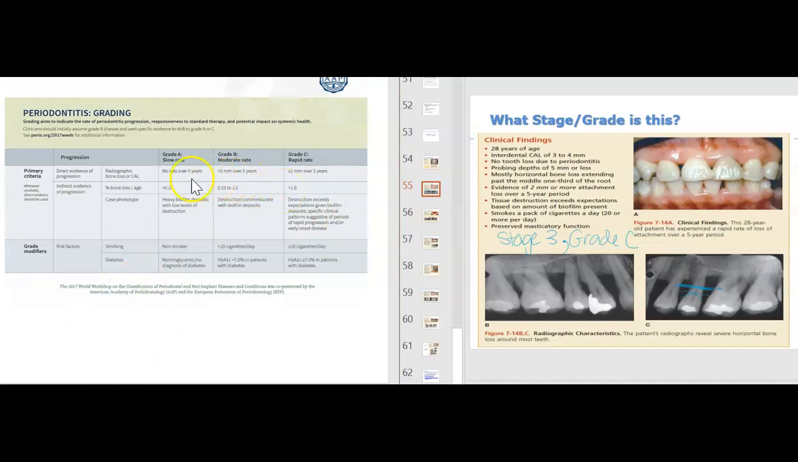One last thing I want to point out is how do you calculate this percent bone loss over age, and then you can figure out what category they fall under. Well, there's a certain way to do this. We know his age is 28, so I'm going to put 28 right over here. Put the division sign. Then we're looking at the percent bone loss. We're going to find the worst bone loss here.